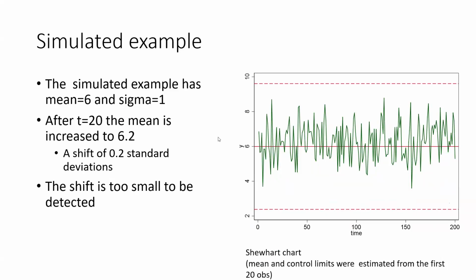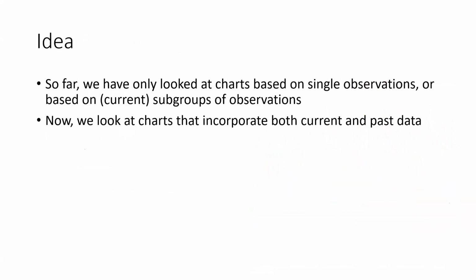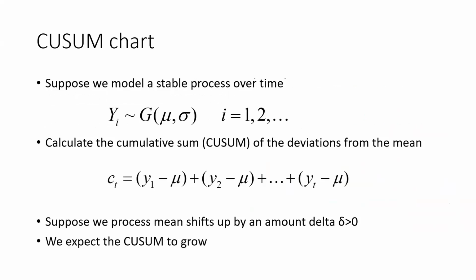So what do we do? We have to think of another control chart. Specifically, so far, we've only looked at a chart that is based on a single observation or a single subgroup, the current day. What we do now is look at charts that incorporate both the current data, or the current day, and past data. The chart today is the CUSUM chart, or cumulative sum.